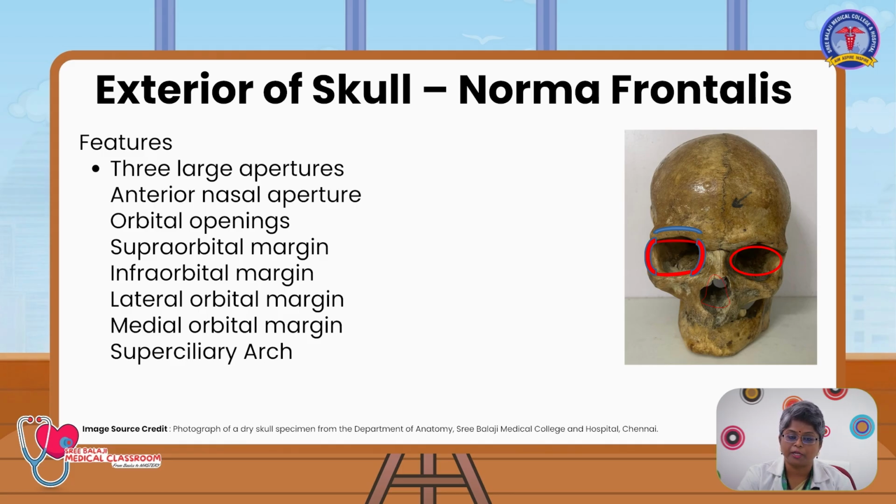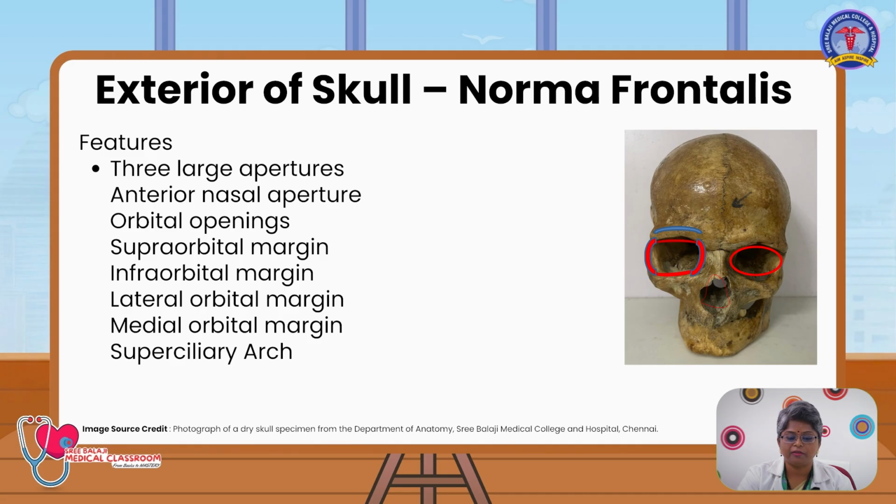The orbital opening consists of the following important features: the supraorbital margin, which is formed by the frontal bone. It consists of a supraorbital notch and supraorbital foramen. The infraorbital margin is formed by the maxilla medially and zygomatic bone laterally, and then there are the lateral orbital margin and the medial orbital margin.